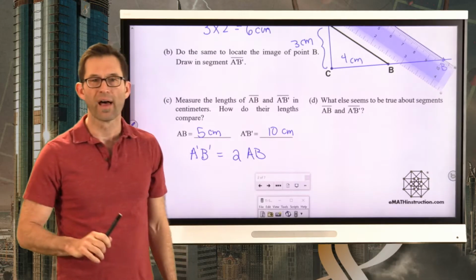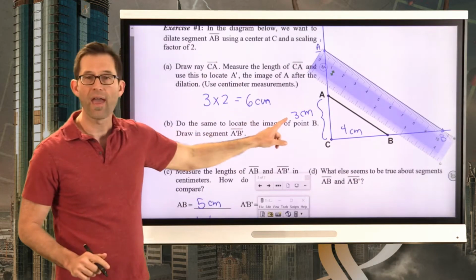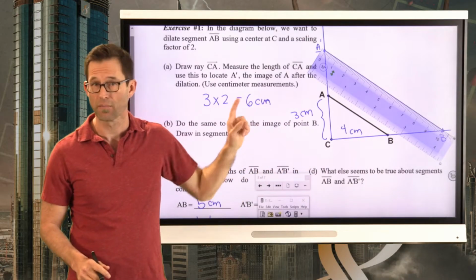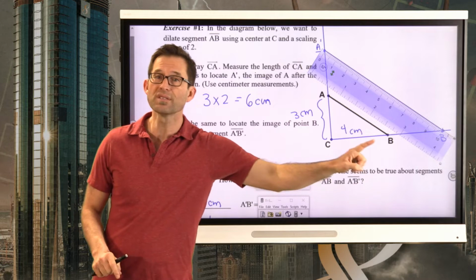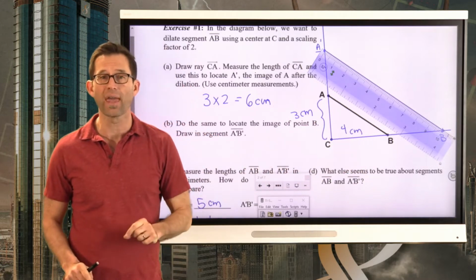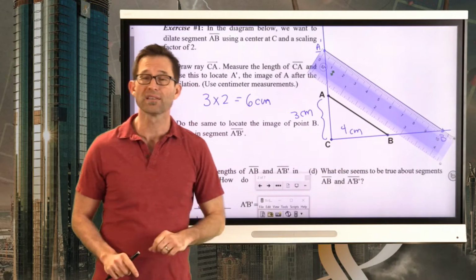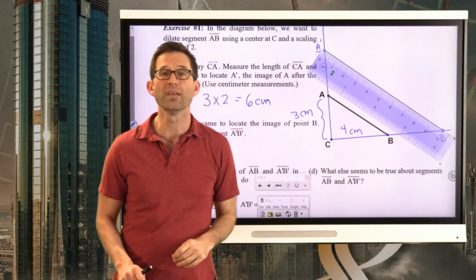And we saw this in the last lesson, right? Even though we dilated point A and point B separately, using the same center and the same constant of dilation 2, the actual length or the distance between them also scaled by that same constant. So the length of AB started as 5 centimeters, and now the length of A prime B prime is 10 centimeters.